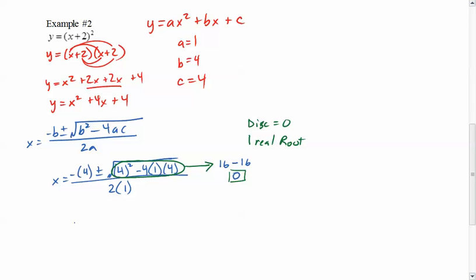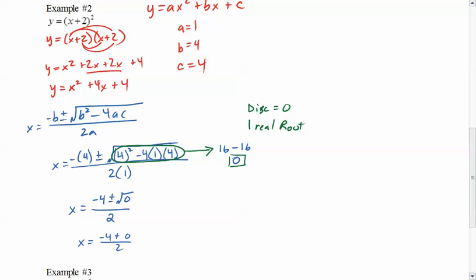So we're going to go back to our work here. We've got x equals, and then that'll be a negative 4 plus or minus the square root of 0 all over 2 times 1, which is 2. So that then, of course, x equals square root of 0 is 0, so negative 4 plus 0 over 2, and x equals negative 4 minus 0 over 2.